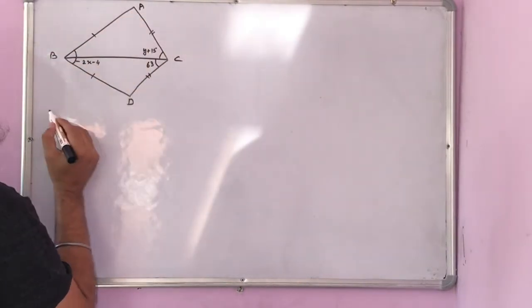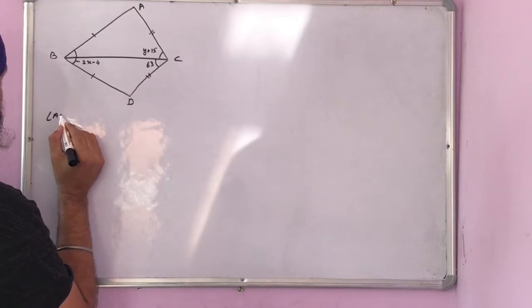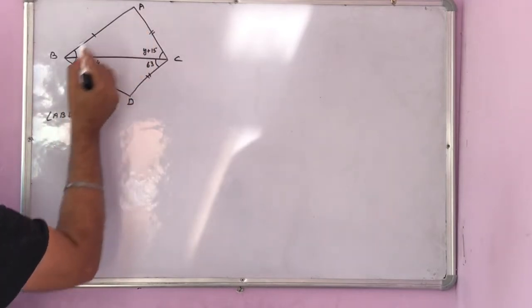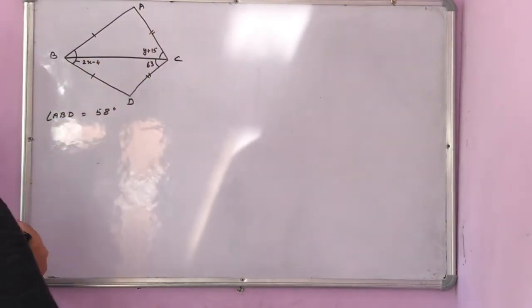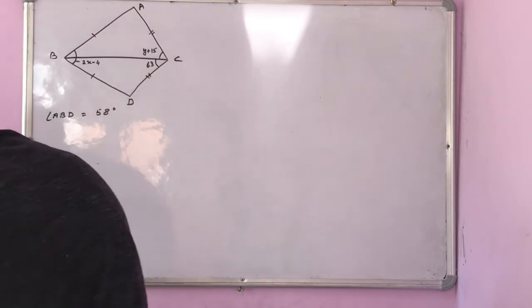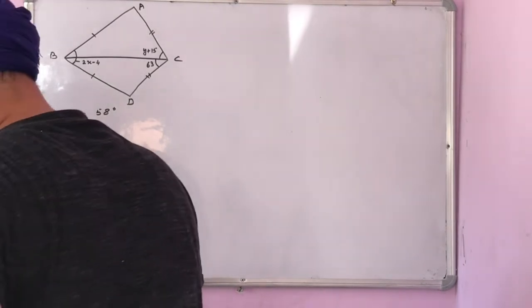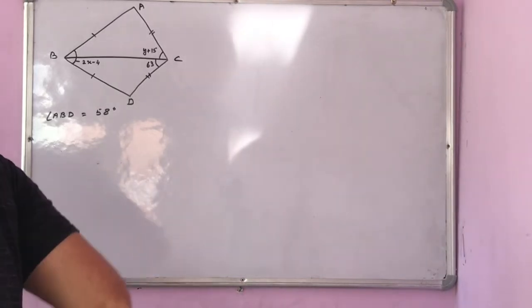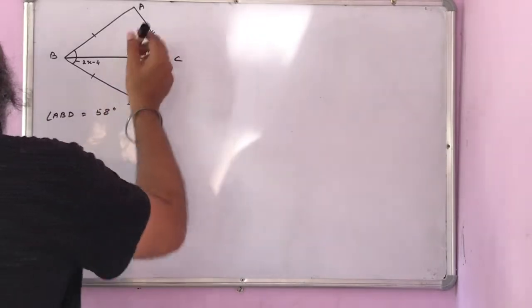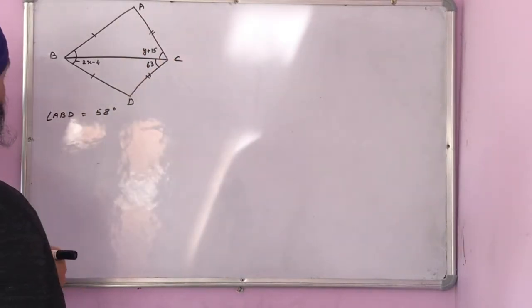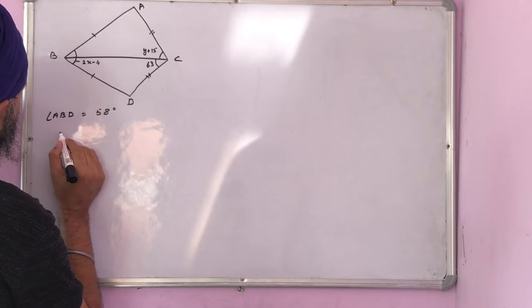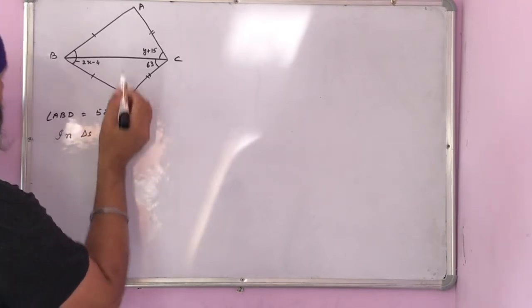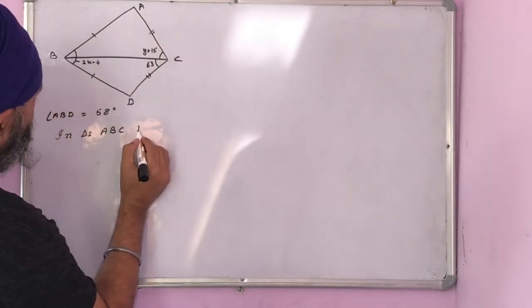Now angle ABD is 58 degrees. Angle ABD whole angle is 58 degrees. Then we have to find the value of x and y. We prove these two triangles congruent, triangle ABC and triangle BDC.